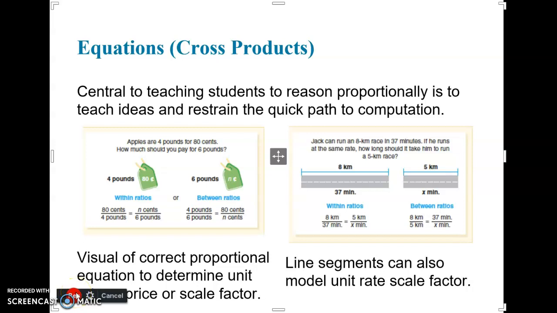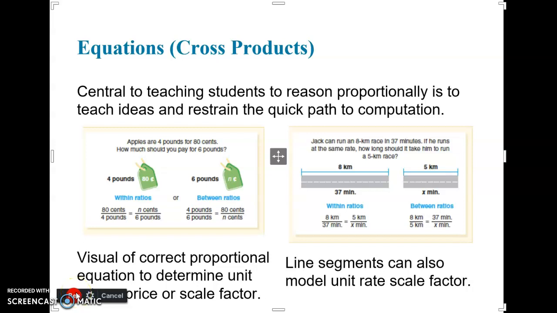Rather than starting with telling students to set up a proportion, ask them to illustrate the problem in a way that shows understanding, as in the figure below. Simply sketch, which can then lead to proportions. And part B shows a sketch that reflects the context. Both examples include 2 equations, one that focuses on within the ratio, one that focuses on between the ratios.